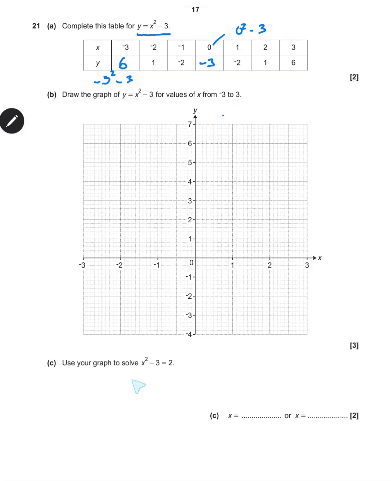We now need to put those coordinates onto this grid. That's all that part B is saying. So we're going to go across to minus 3 and up to 6, across to minus 2 and up to 1, across to minus 1, down to minus 2, 0 minus 3, 1 minus 2, 2, 1, and 3, 6. And because this is an x squared graph, you're always going to get this U-shaped curve going through your points. Make sure it is a curve and you're not doing dot to dot. Lovely.